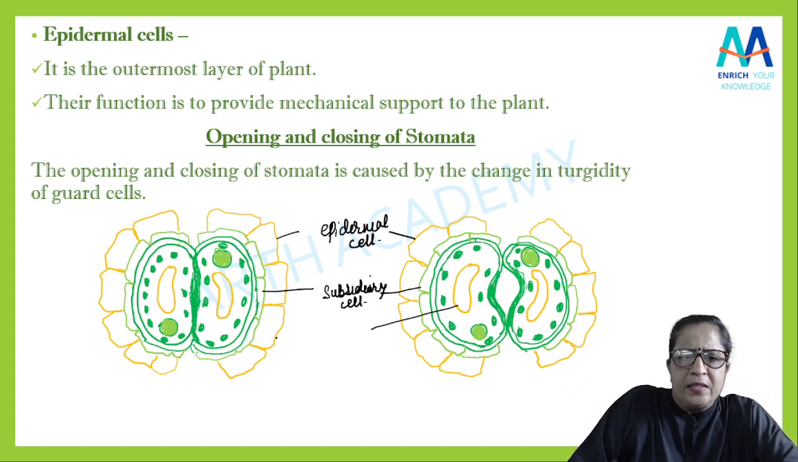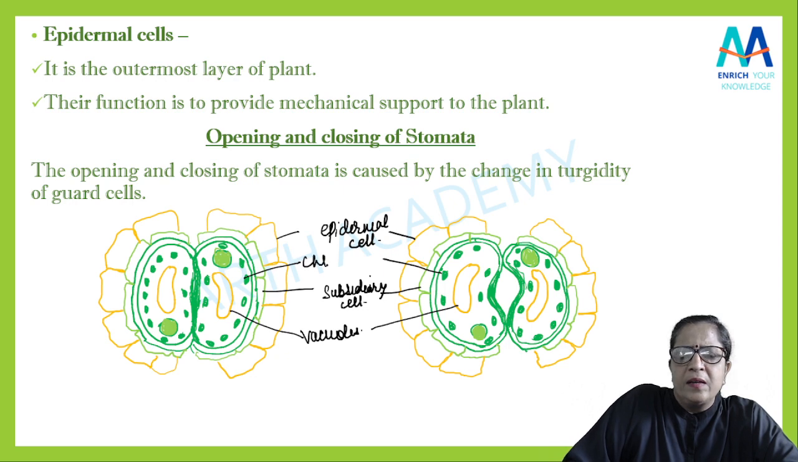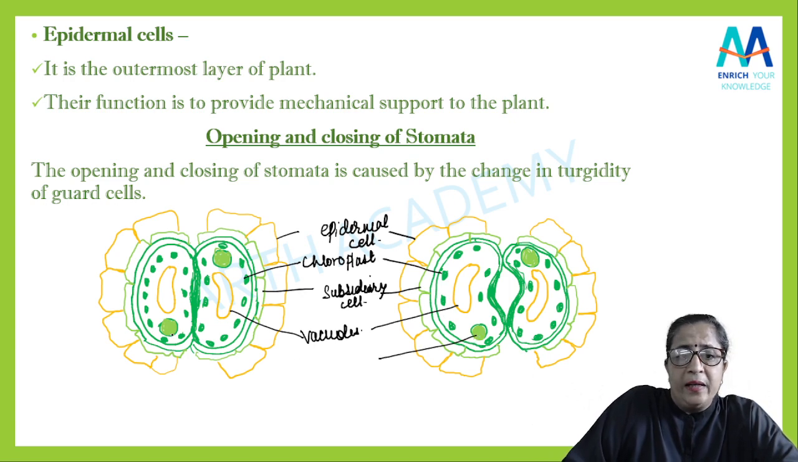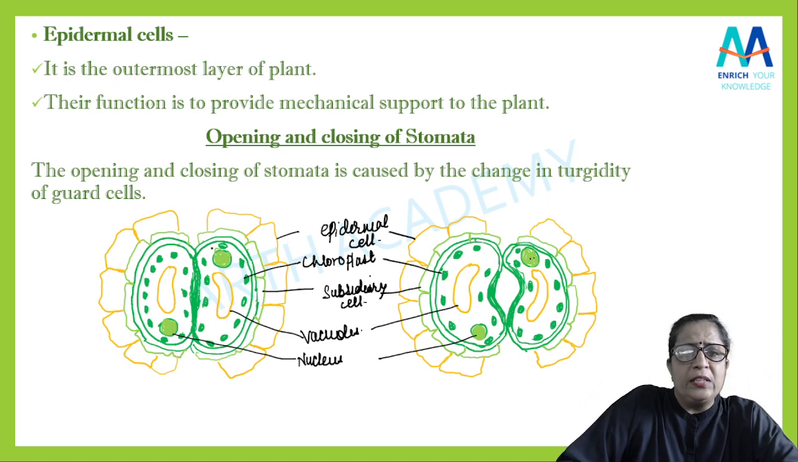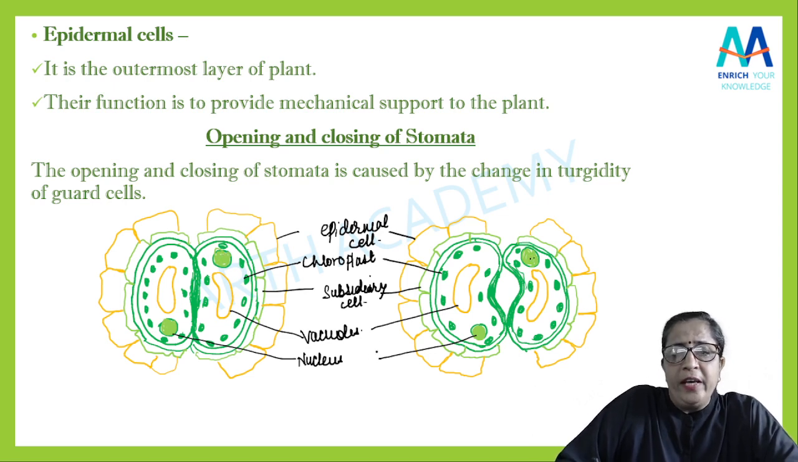Got it? These are the vacuoles. These are the chloroplasts. Now this is the nucleus. Here this one and here this one. है ना? इसी तरह से यहाँ पे ये भी न्यूक्लियस है और ये भी न्यूक्लियस है. और ये क्या है जिसकी हम लेबलिंग कर रहे हैं? ये है गार्ड सेल्स. These are the guard cells.